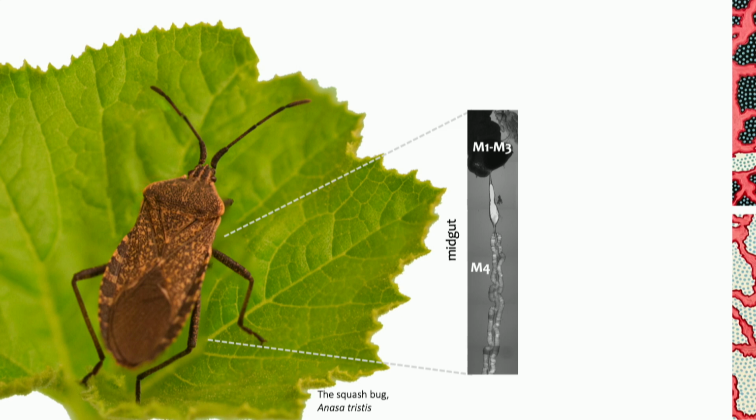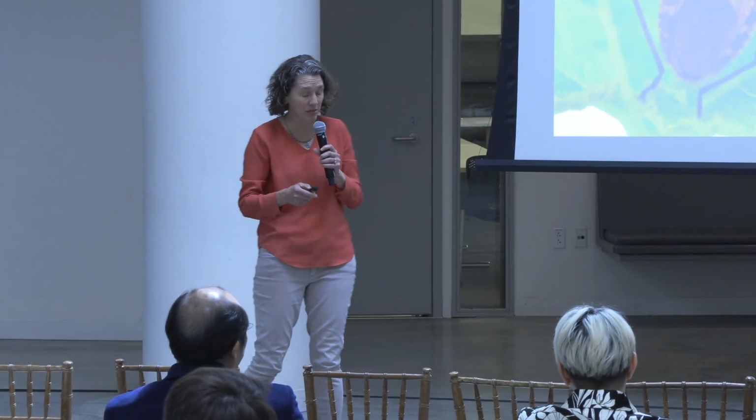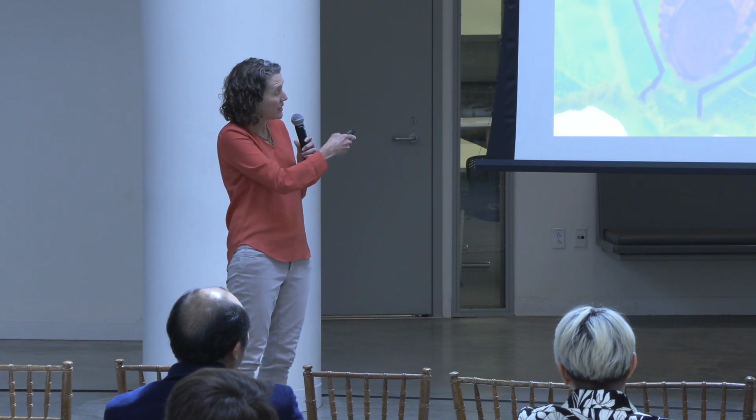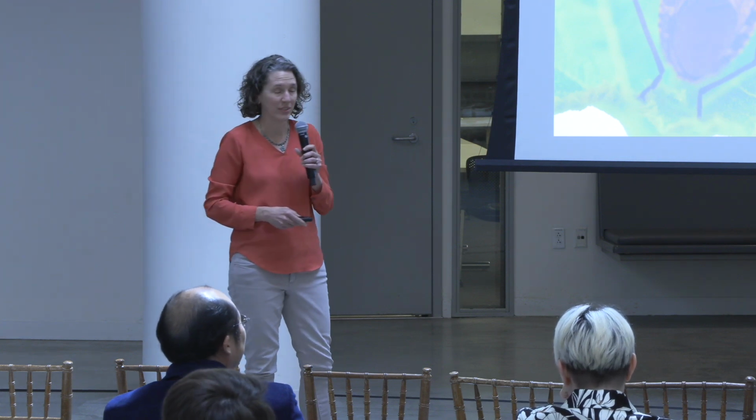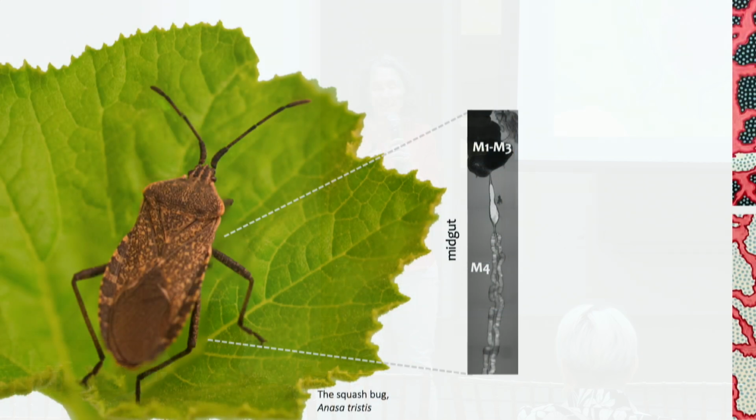So this is a squash bug adult. What we saw before were the first instars. They had just hatched out. If we take this adult and dissect out the gut, there's a foregut, and then there's a midgut of multiple sections here that are labeled 1, 2, and 3, which are all smashed together. And M4, which is this really classical, highly invaginated organ.